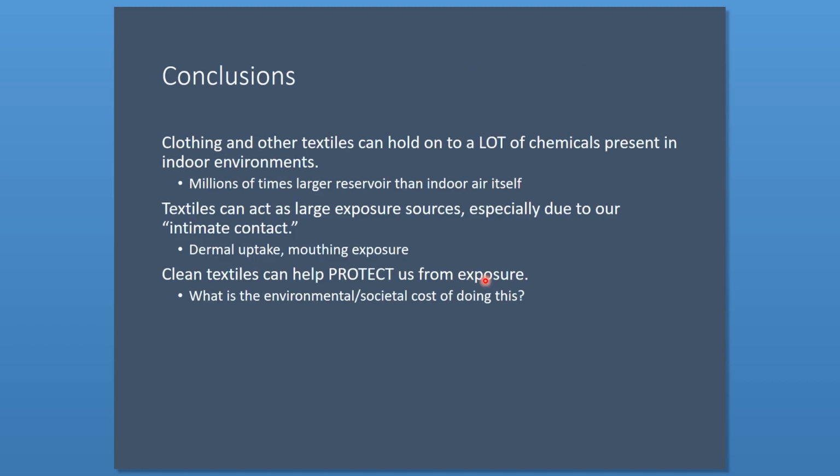So I want to conclude now just to say basically what I've already said. Clothing and other textiles can hold on to a lot of chemicals and be really, really big reservoirs. So that means that they can be very protective, but they can also be a big source of exposure. I think the intimate contact that we have with clothing is very meaningful and important, and it means that at least for certain kinds of chemicals where dermal uptake and mouthing is important, then we really ought to be looking more at clothing and what's in our clothing.